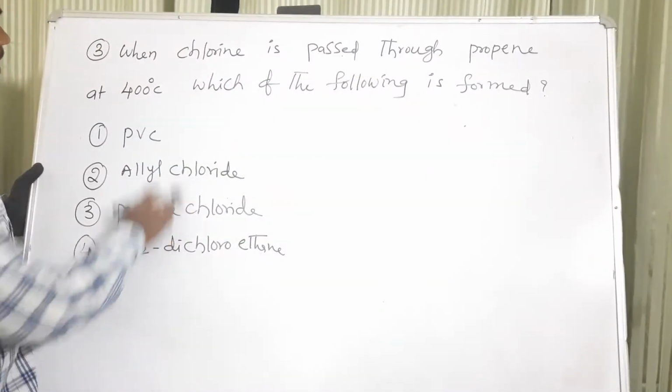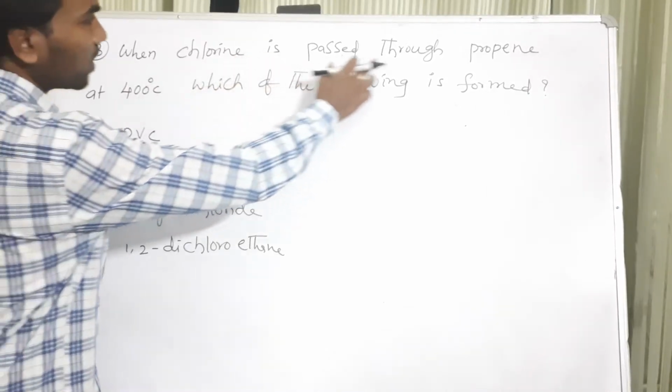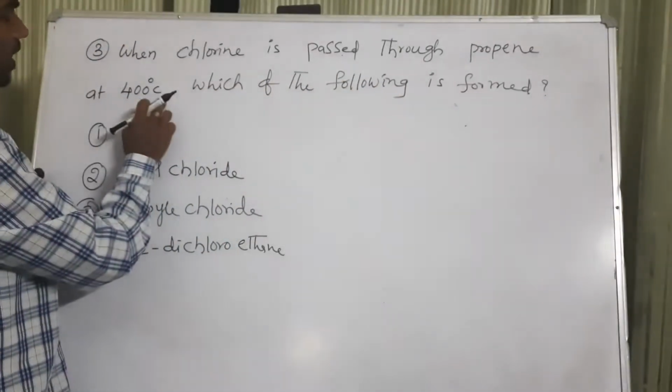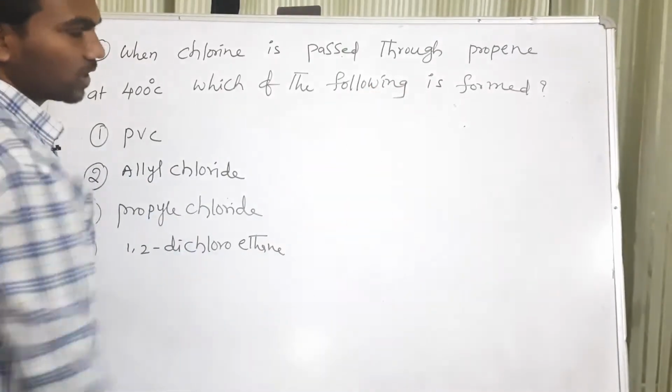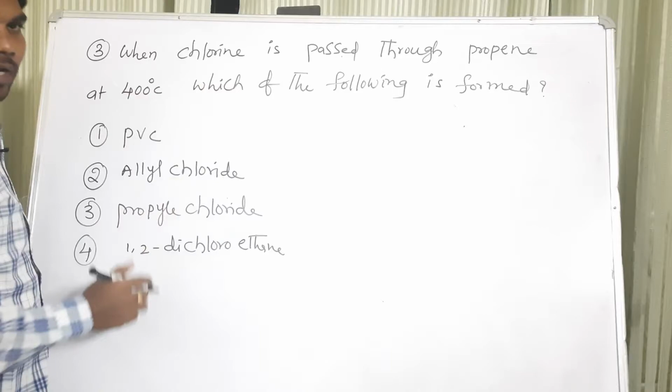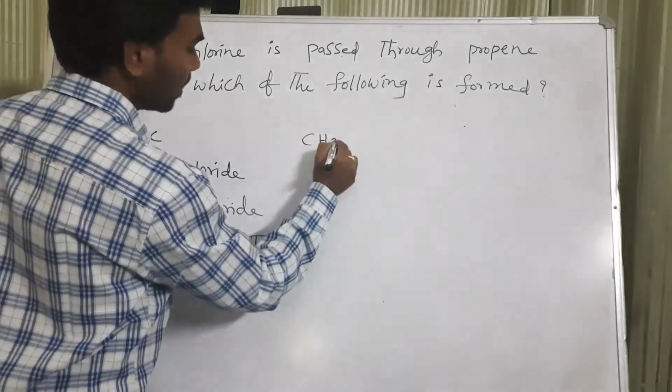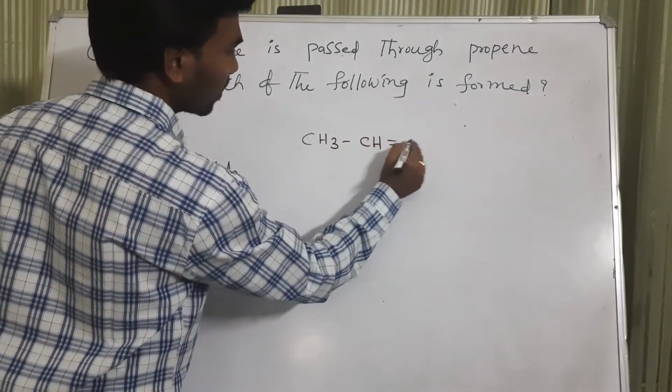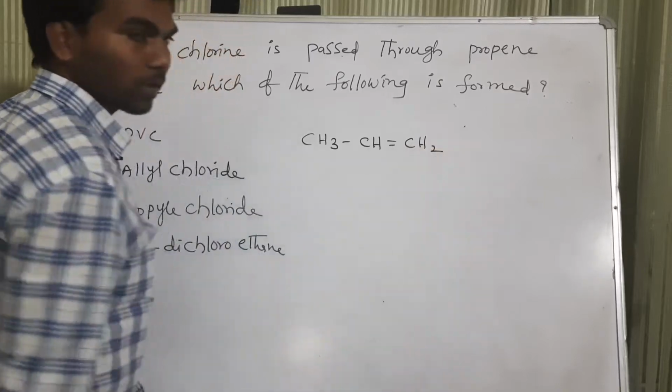The third question is like this: when chlorine is passed through propene at 400 degrees centigrade, which of the following is formed? The propene structure is like this: CH3-CH=CH2.